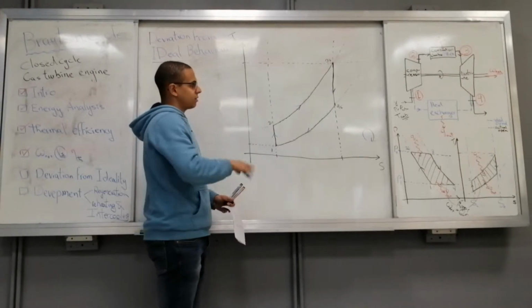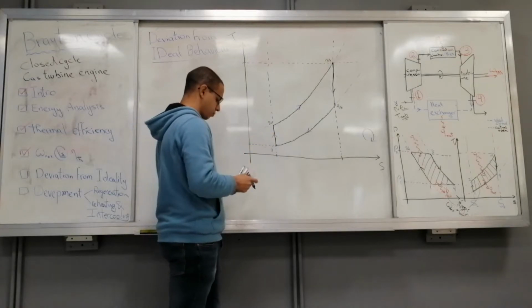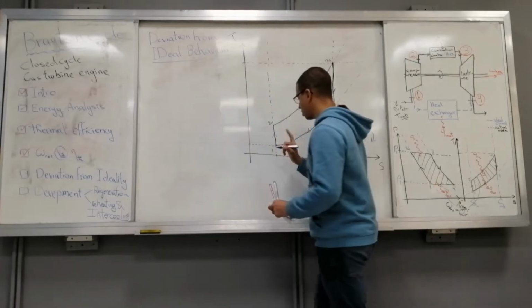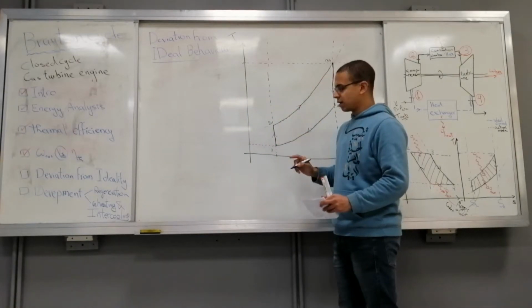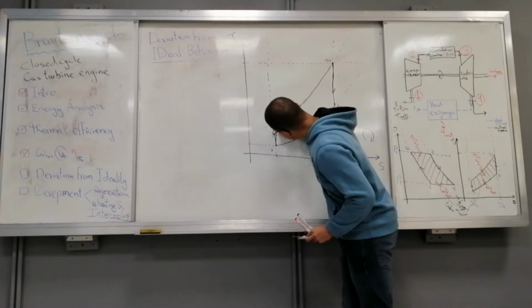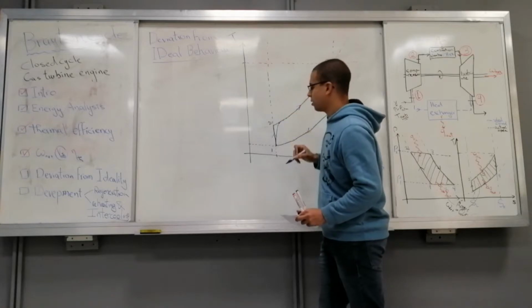In real, this cycle does not go like that. It goes a little bit different. How is it different? The first part, the process 1-2, is not perfectly isentropic. There is some deviation from the isentropic behavior. It ends up somewhere in here.